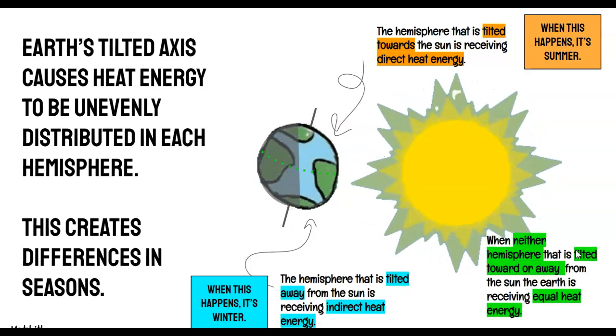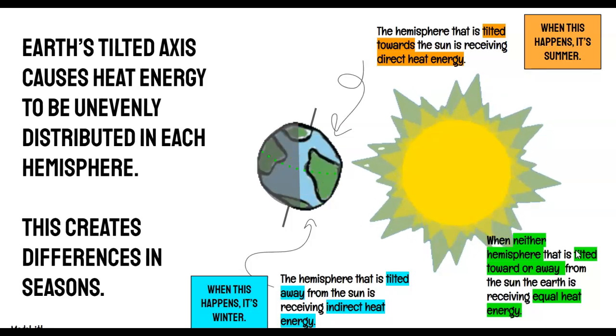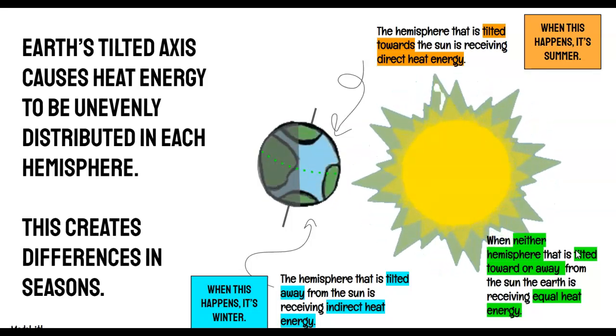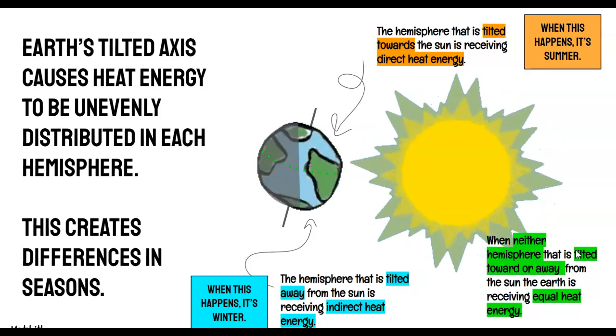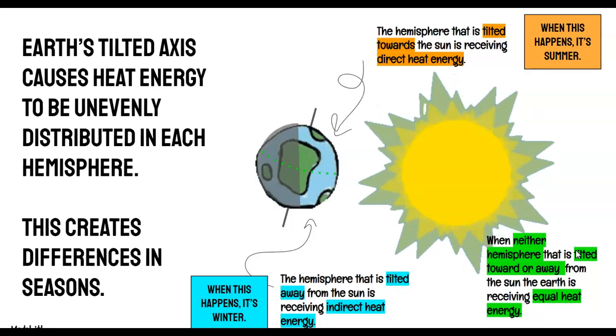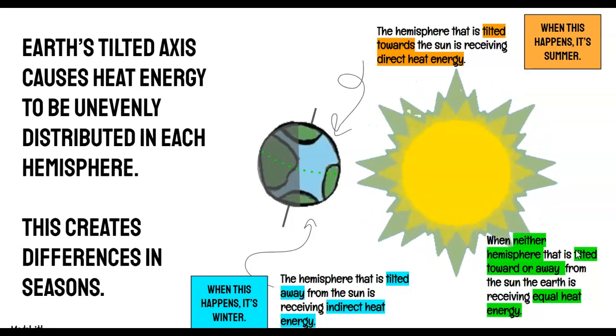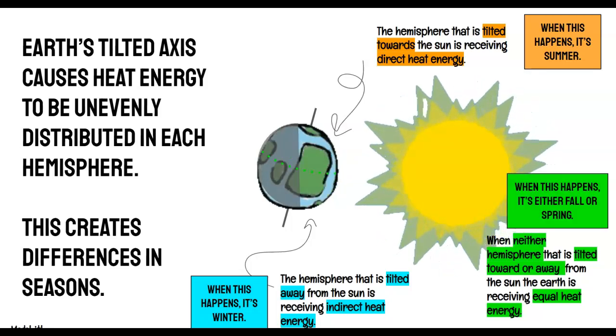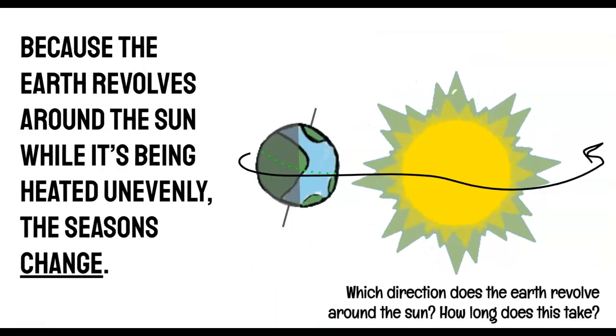And then when the hemisphere is neither tilted towards nor away, which is really when it's moving from summer to winter or winter to summer, the Earth is receiving equal amounts of heat energy, but it's also increasing or decreasing on that journey too. So that's either fall or spring.